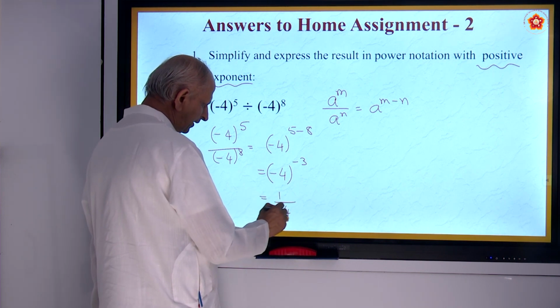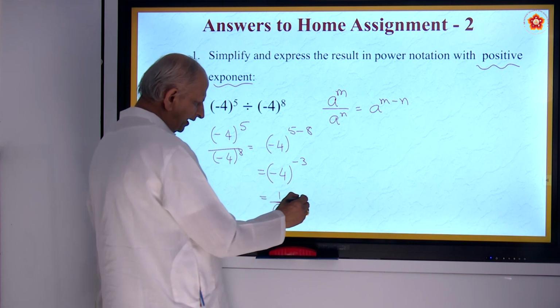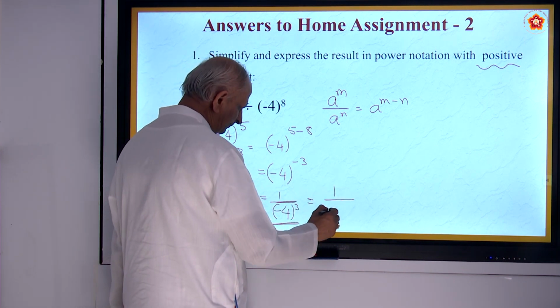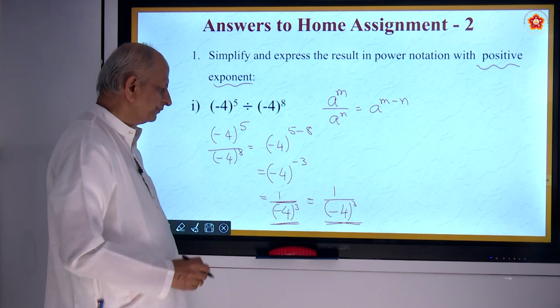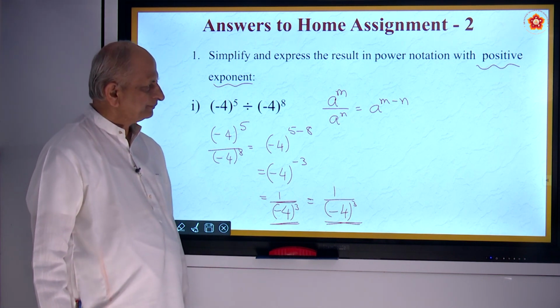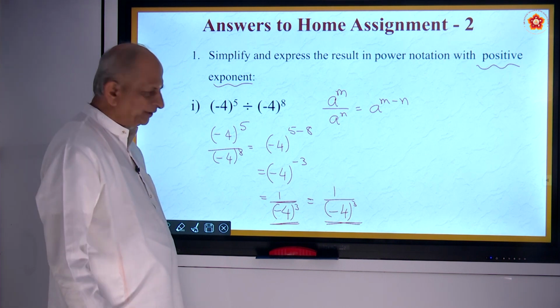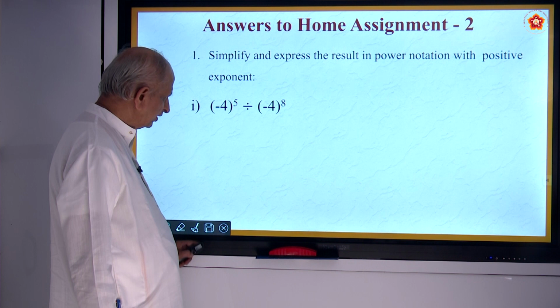So this will be minus 4 to the power of 3. That is the answer. Correct? Because you want positive exponent, minus 4 cube. That is the answer. Got it? So that is the first question. Note it down. Okay. Now coming to the second question.